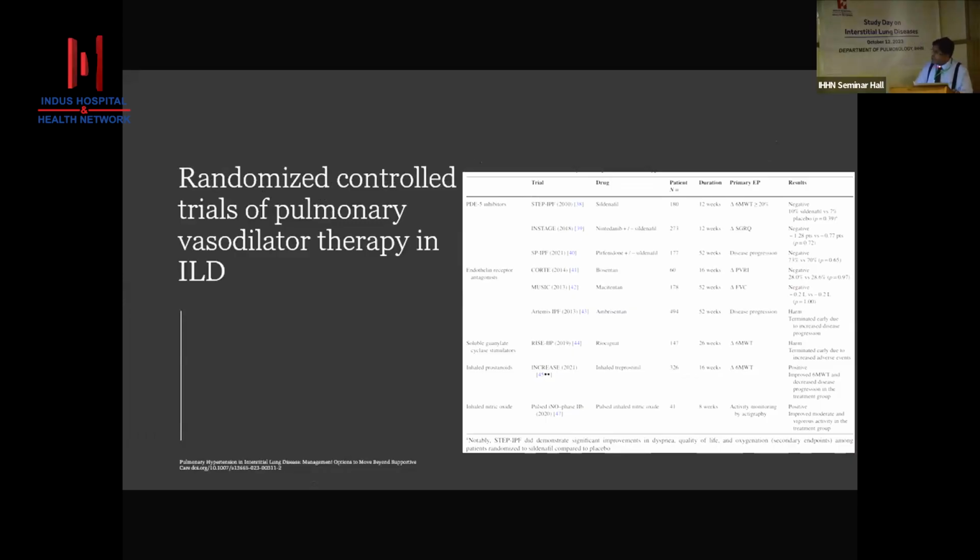Now, this slide, I'm not sure you will be able to see it, but I just want to emphasize some of the trials in ILD and how they are doing. It's difficult for me to read from here as well, so excuse me for that. The phosphodiesterase 5 inhibitor trials, for example STEP-IPF, had negative results, apart from improvement in quality of life and oxygenation. The only things I have to mention are ambrisentan and riociguat, because they have harmful effects, so these two should be avoided.